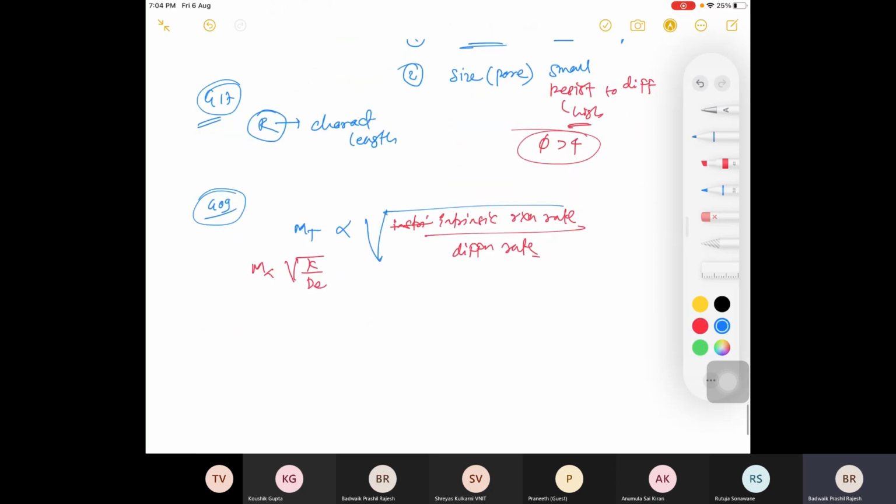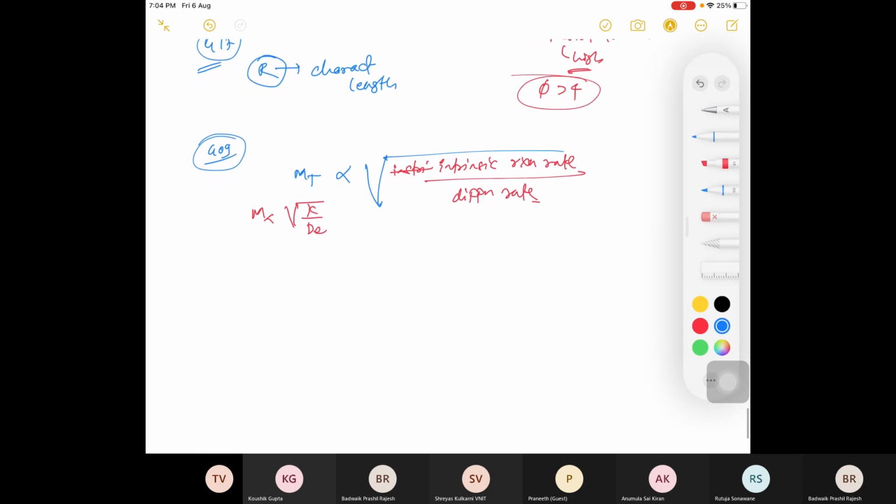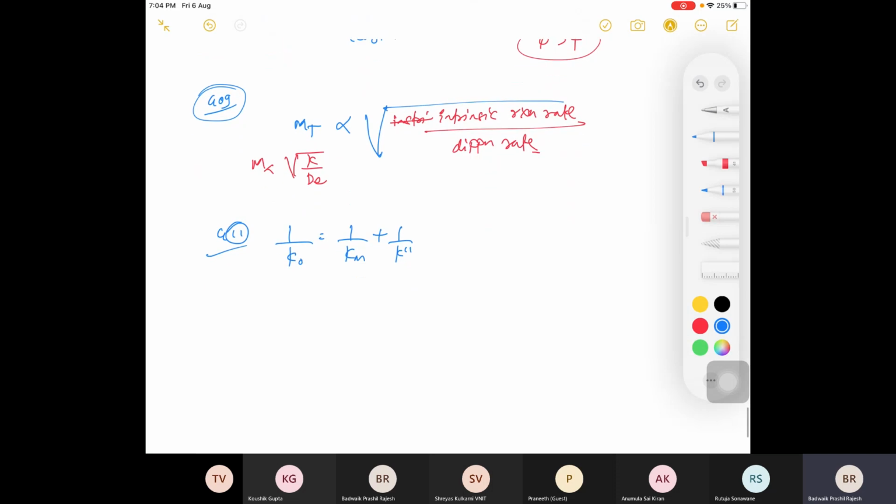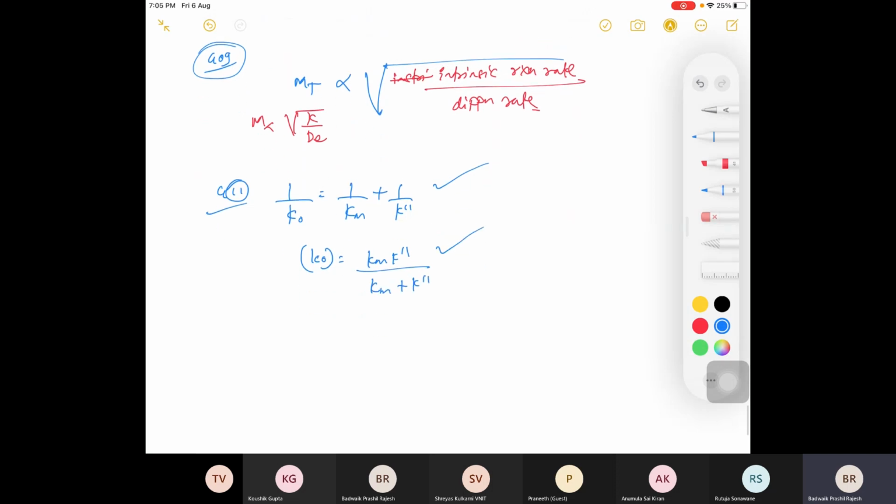Then in one question it was asked overall rate of reaction. GATE 2011: 1 by K overall is equal to 1 by Km plus 1 by K double dash. You can arrange and calculate K overall. So this has been asked. You can convert it into Km K double dash divided by Km plus K double dash. The next question is easier, you can solve it.